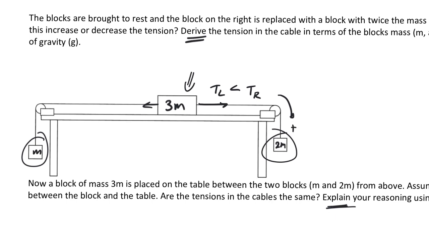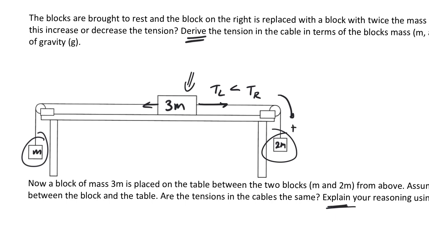The only way this block in the middle moves along with the system is that the forces on it are unbalanced. And the only forces that can cause that block to move are the tension forces. So the tension in the right string will be greater than the tension in the left string. I think a lot of students are going to say the tensions are the same. But the moment we put that block in the middle, we added inertia to the system.